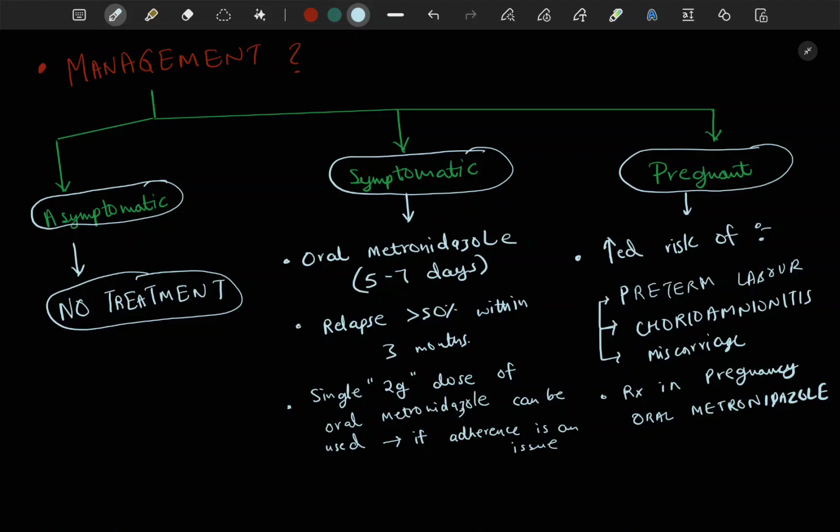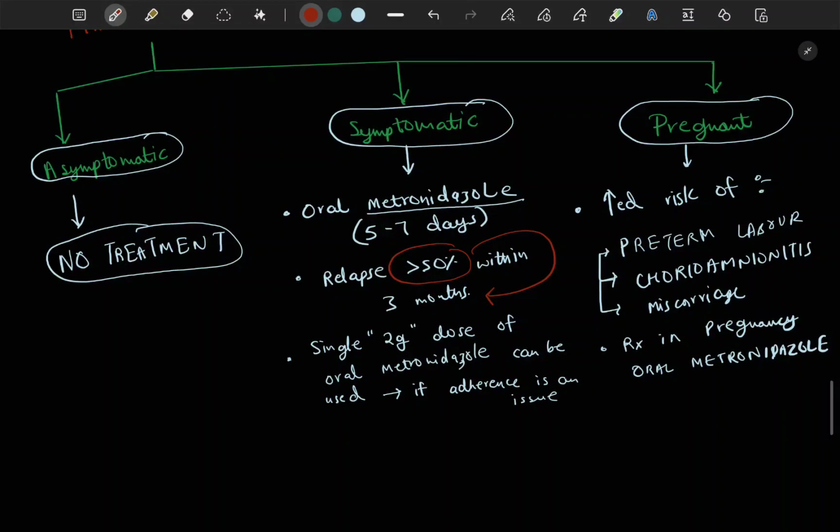For a symptomatic woman, we go with oral metronidazole for 5 to 7 days. Even after giving that, more than 50% of the women relapse within 3 months. Sometimes it works, sometimes it doesn't. That's life. And sometimes even after giving metronidazole it might not be effective. In such cases we give a single 2-gram dose of metronidazole, which can be used if adherence is an issue.